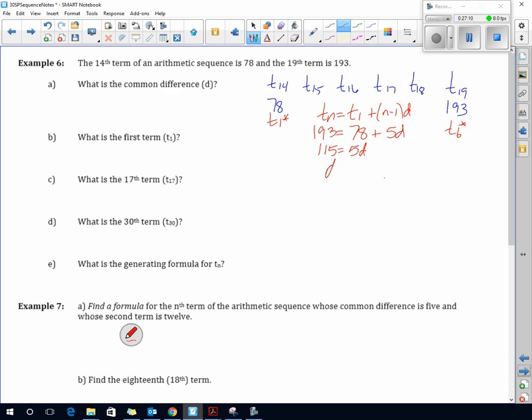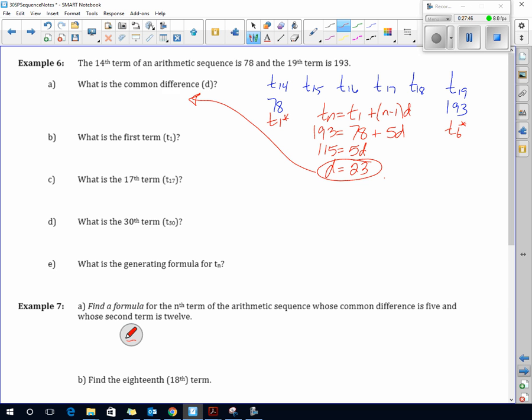Okay, now, does everybody see for B, it's asking you for the first term, not this. That's why I put a little star by this. This is not really the first term. This is the 14th term, right? So now that we know the common difference, we know Tn, supposedly. We can either use the 14th term or the 19th term, and then we can solve what the first term is. Or you could subtract the common difference from this, 13 times. But you're not going to do that.